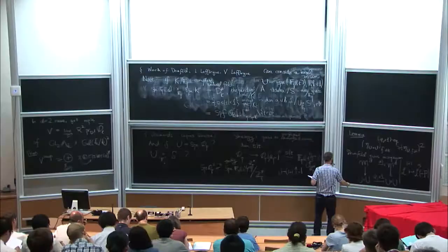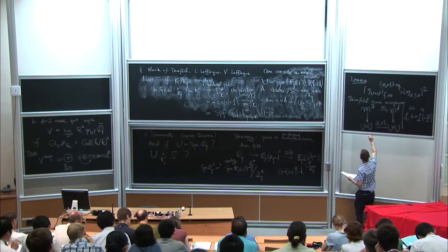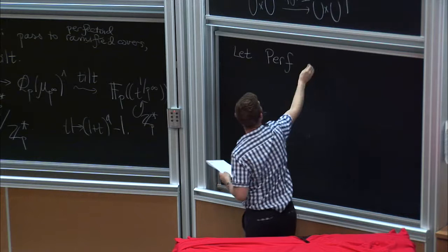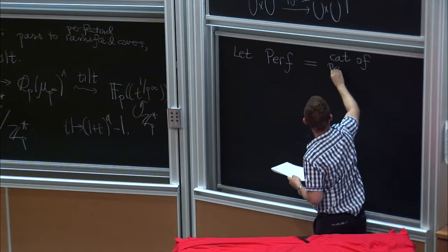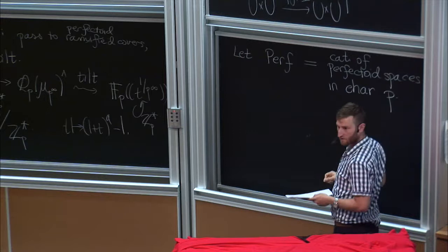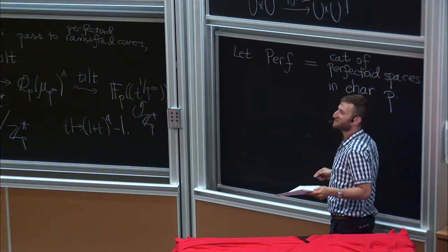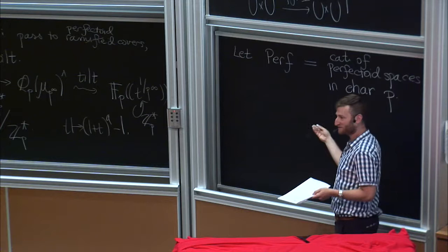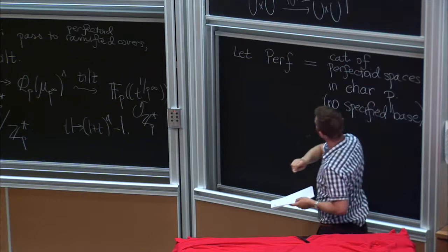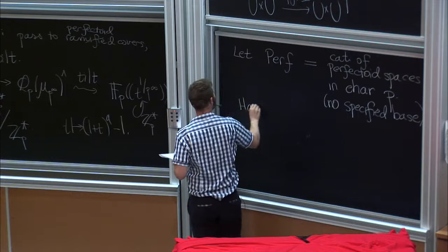Okay, so why don't I just continue writing here? Let's let Perf be the category of perfectoid spaces in characteristic p. And what's important is that I don't insist on having any particular base field. I mean, the definition of a perfectoid space usually starts like let K be a perfectoid field, and then I do the following things. But there's no specified base field here. Okay, all right. So this is a category, and it has a topology on it, which is the pro-étale topology.